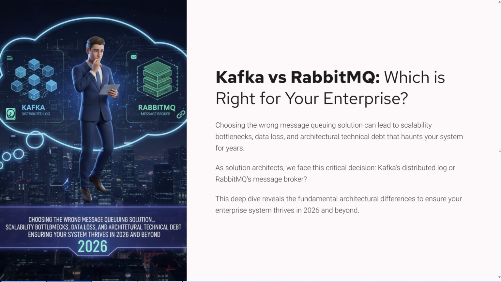Choosing the wrong messaging system today can silently damage your enterprise architecture tomorrow. You might not notice it in the first few months, but over time it shows up as scalability bottlenecks, unexpected latency, message loss, and operational nightmares that are extremely hard to undo. This is why the decision between Kafka and RabbitMQ is not just a technical choice, it's an architectural bet that can impact your system for years.